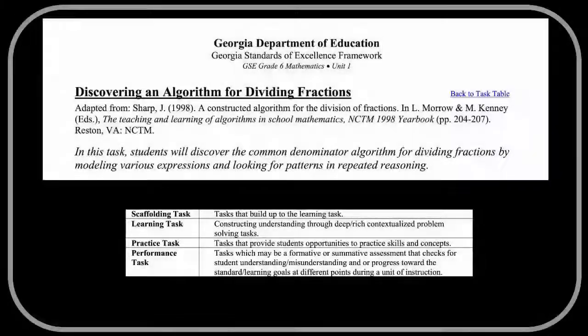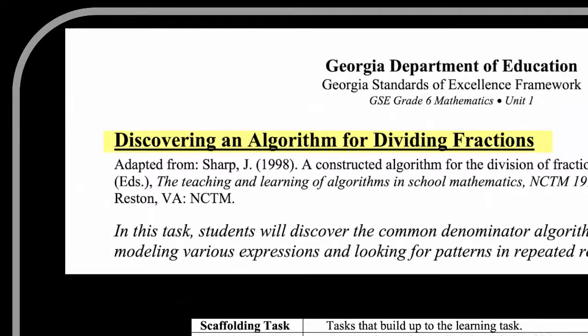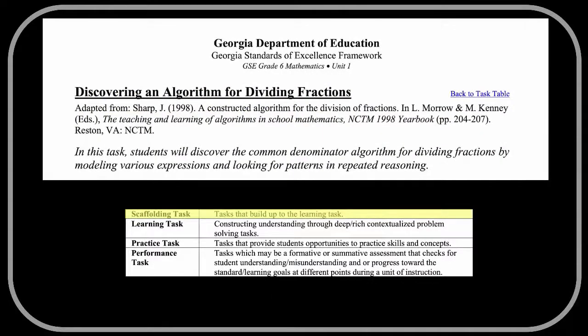Okay. The task we'll look at in greater detail is discovering an algorithm for dividing fractions because it provides an excellent introduction to modeling and making sense of fraction division. This is a scaffolding task, which means teacher guidance will be relatively high. However, students will actively analyze several cases of fractions divided by fractions and then make a conjecture about a procedure for dividing fractions in the end.